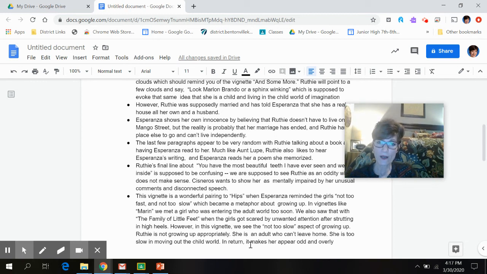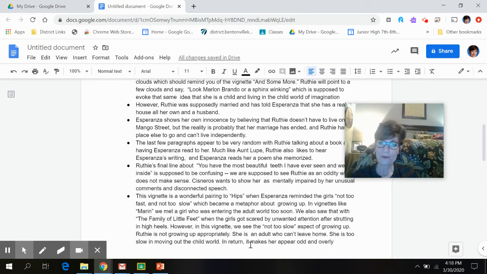But in this vignette, we also see the other side, which is you don't want to grow up too slowly. Ruthie is probably the only example in this book of not too slow, because if you grow up too slowly, you end up like Ruthie. You end up as a grown-up who likes to play, a grown-up who sleeps on your mother's couch, a grown-up who doesn't have her own house, a grown-up with no job. And we look at Ruthie and we think she's crazy. We think she's inept. We think she's lazy. We think she's got mental problems, that she's not capable of living independently on her own, which she is not. She can't even leave the front door.